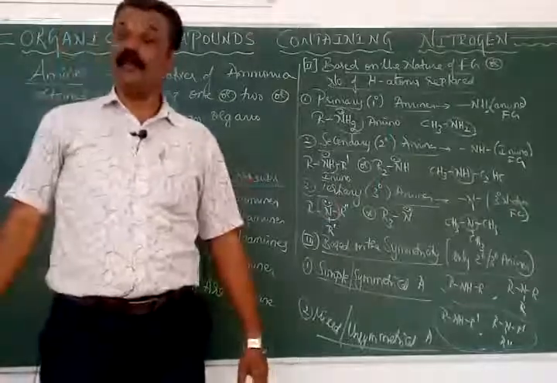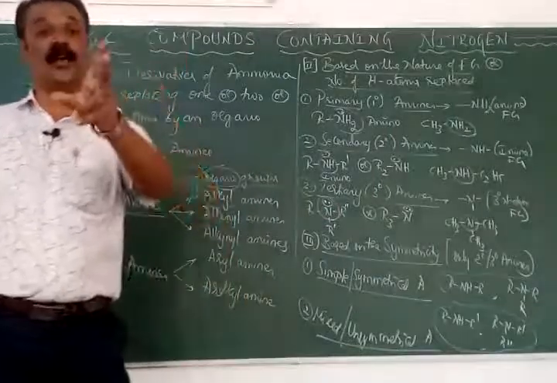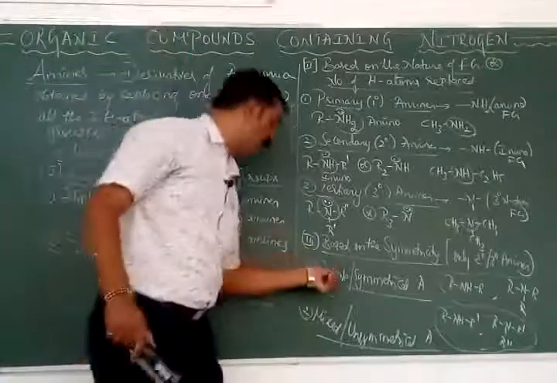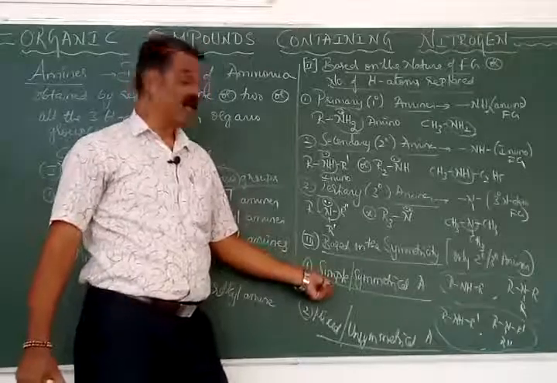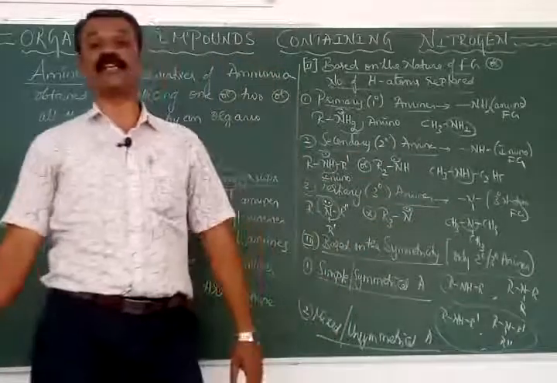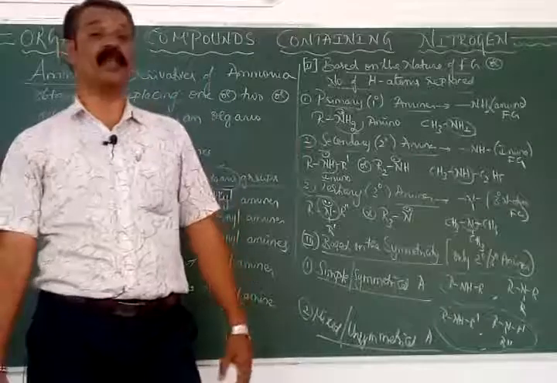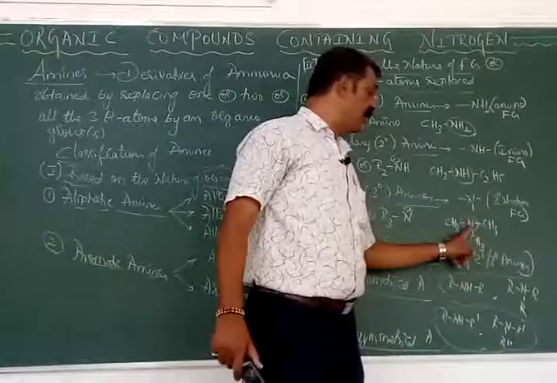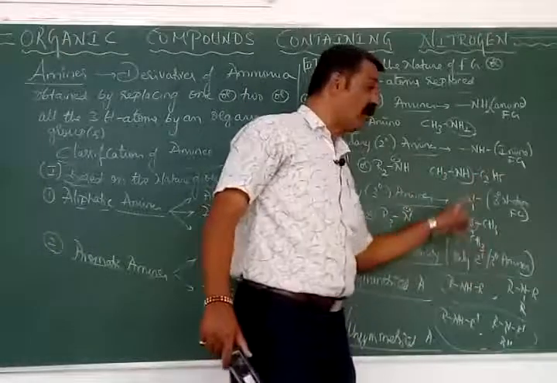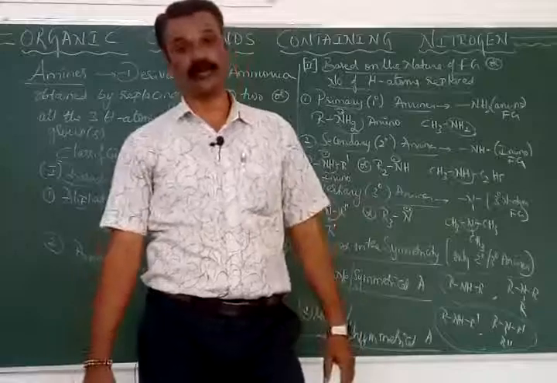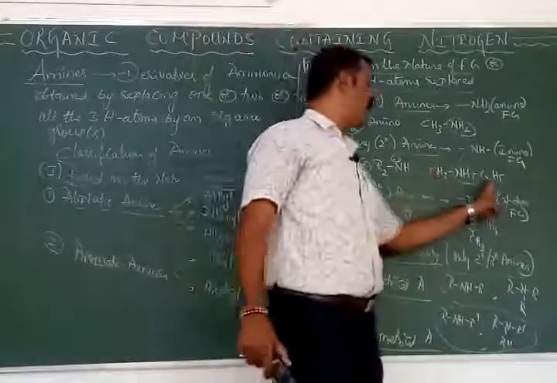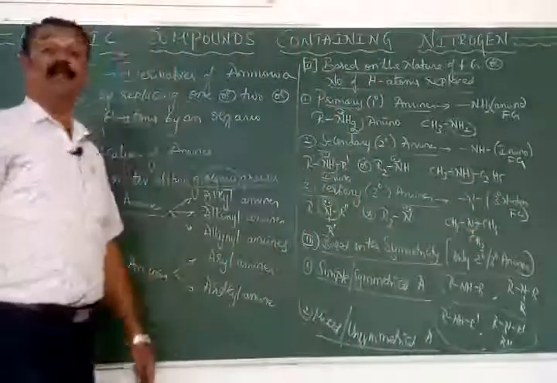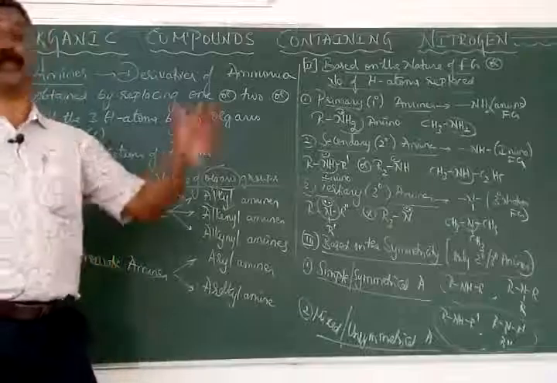They are the derivatives of ammonia obtained by replacing either two or three hydrogen atoms by two or three same organic groups, which refers to simple amines. If they are different organic groups, then it is a mixed or unsymmetrical amine. For example, CH3, CH3, CH3 with N is considered a simple amine. Why? Because it is surrounded by the same organic groups. Here it is CH3, here it is C2H5. The organic groups are different, that is why it is mixed, totally unsymmetrical.